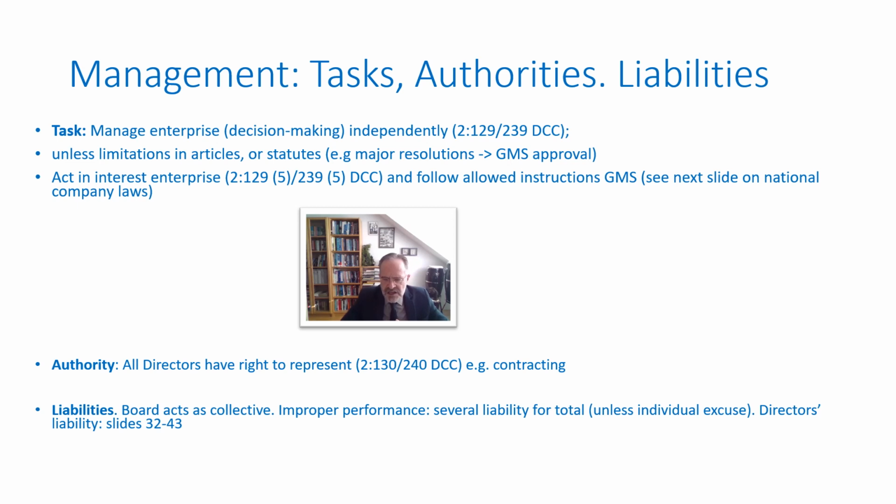We've seen that there are differences at the level of the BV and the NV with respect to the instructions that are allowed. But if allowed instructions would conflict with the interests of the enterprise, the board must have the interests of the enterprise prevail. On the next slide, we will see some differences in the national company law systems.